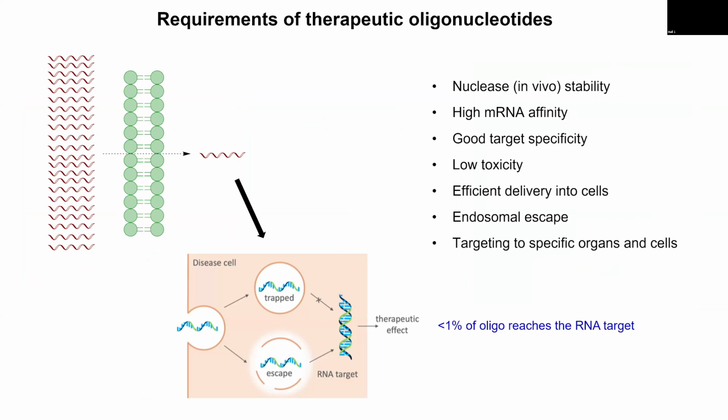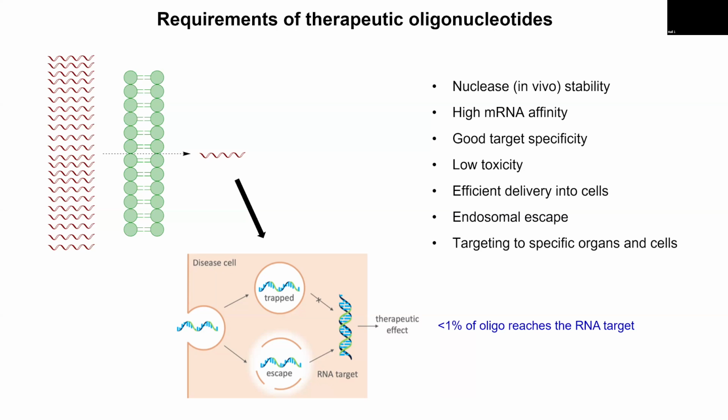But the problem with therapeutic oligonucleotides is that a standard unmodified oligonucleotide clearly is not going to work, because cells have the ability to degrade oligonucleotides using nucleases, and the lifetime of oligonucleotides in cells is incredibly short. So we have to develop chemically modified oligonucleotides, which have got good stability, good RNA affinity, good specificity. Low toxicity is obviously crucial. They have to get into cells, but that's not the whole story.